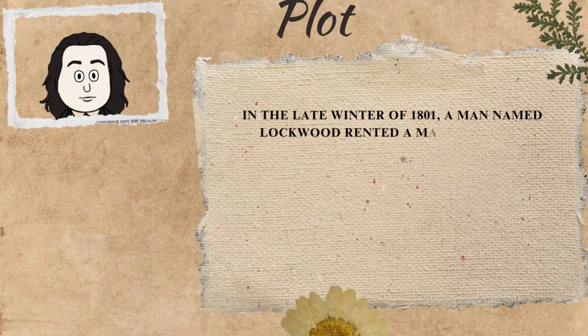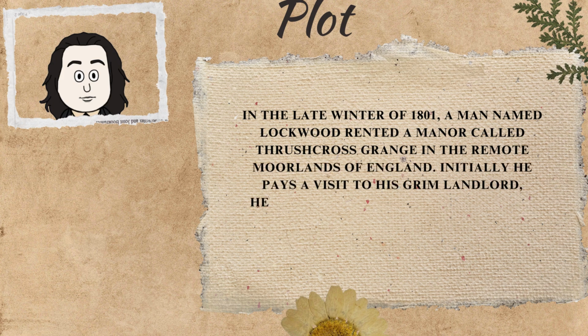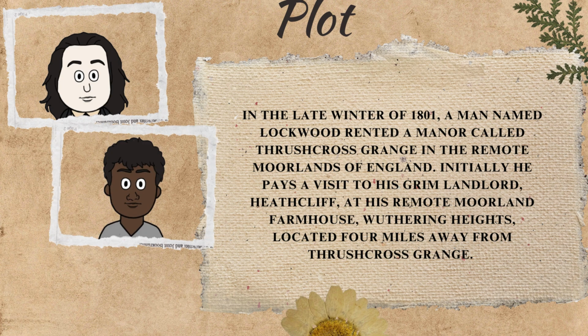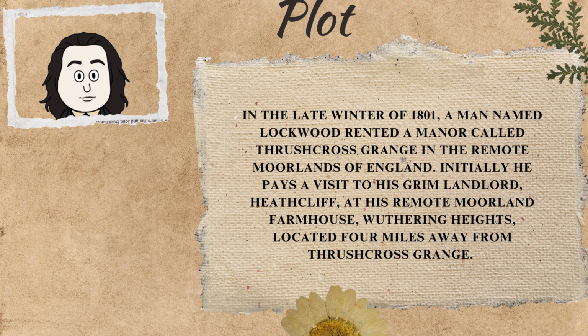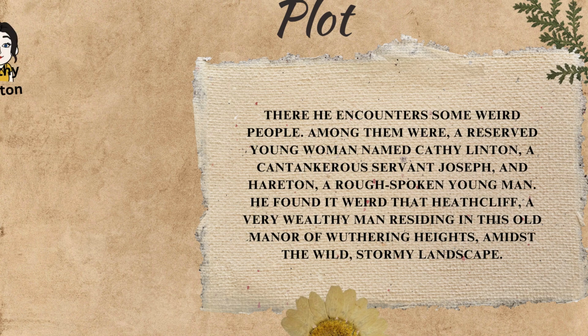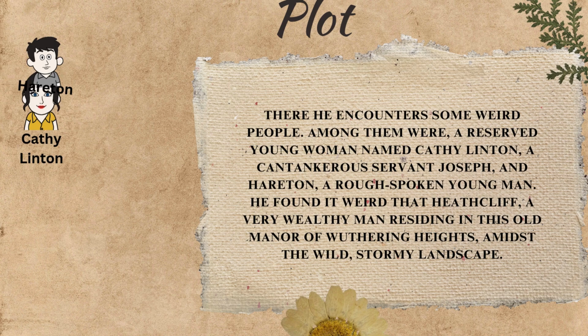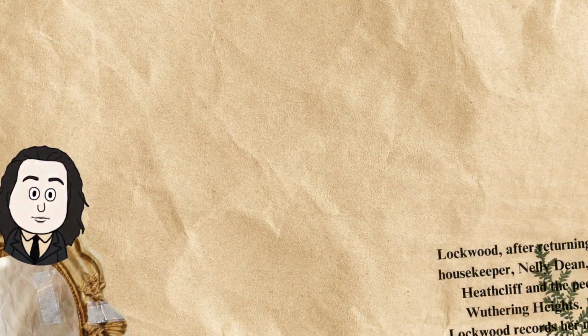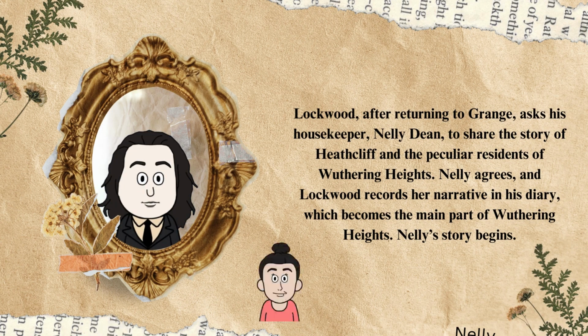In the late winter of 1801, a man named Lockwood rented a manor called Thrushcross Grange in the remote moorlands of England. Initially, he pays a visit to his grim landlord, Heathcliff, at his remote moorland farmhouse, Wuthering Heights, located 4 miles away from Thrushcross Grange. There he encounters some weird people. Among them were a reserved young woman named Cathy Linton, a cantankerous servant Joseph, and Hareton, a rough-spoken young man. He found it weird that Heathcliff, a very wealthy man, resides in this old manor of Wuthering Heights, amidst the wild, stormy landscape. So Lockwood, after returning to the Grange, asks his housekeeper, Nellie Dean, to share the story of Heathcliff and the peculiar residents of Wuthering Heights. Nellie agrees, and Lockwood records her narrative in his diary, which becomes the main part of Wuthering Heights.